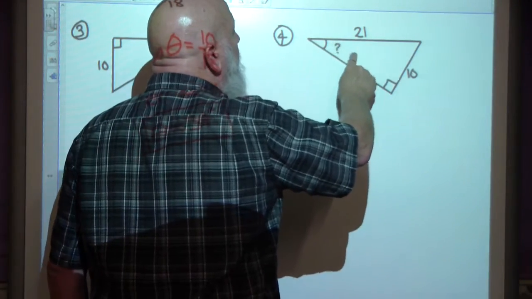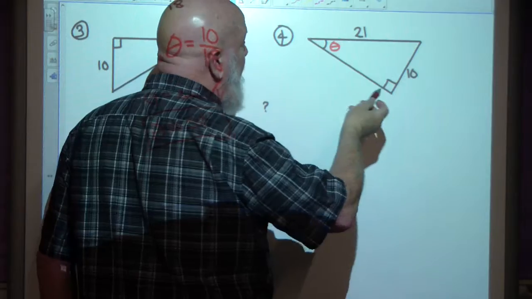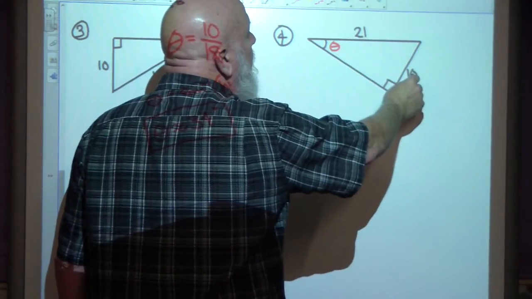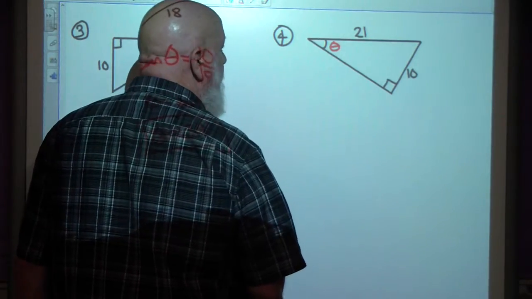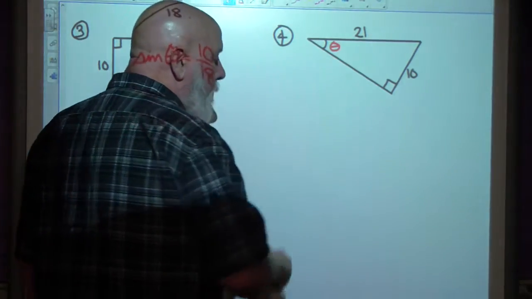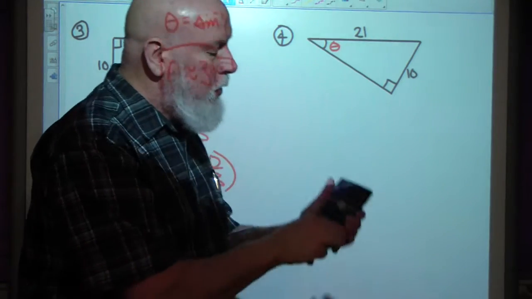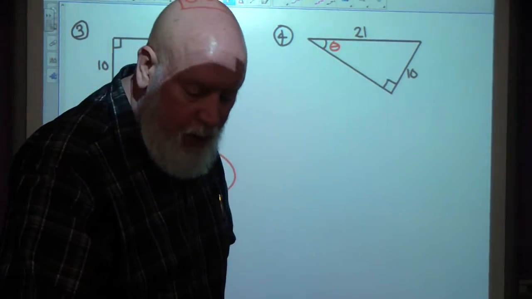Here's our indicated angle. I'm going to call it theta, just because I like to. And what sides am I given? I'm given the hypotenuse and the opposite. So once again, I'm going to use the sine function. If I was given the adjacent in this side, I'd use the cosine function. And I would use either sine, cosine, or tangent functions, just because those are the three that I have on my calculator. Makes it a little easier.